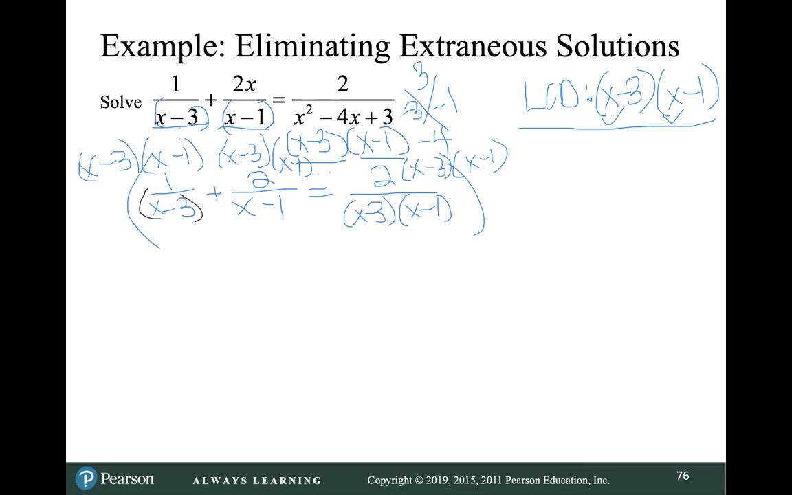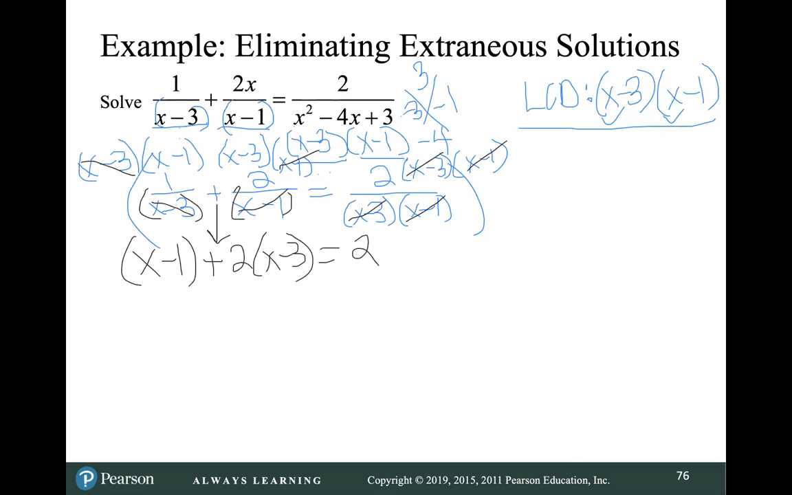I can say the x minus 3's will cancel out. 1 times x minus 1 is x minus 1. Plus, the x minus 1's cancel out, so I have 2 times x minus 3 from my second term equals, the x minus 3's cancel out, the x minus 1's also cancel out, so all I'm left with is 2. Now by this step, after I multiply by the LCD, I should not have any denominators left.